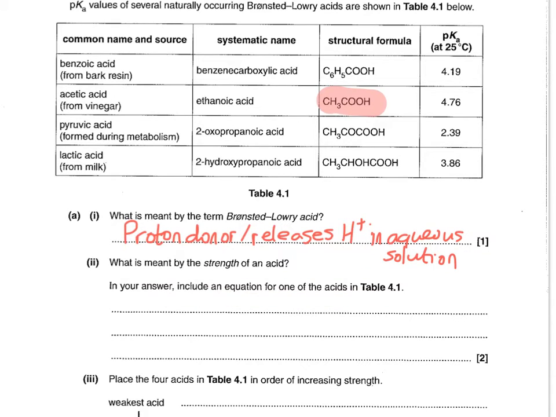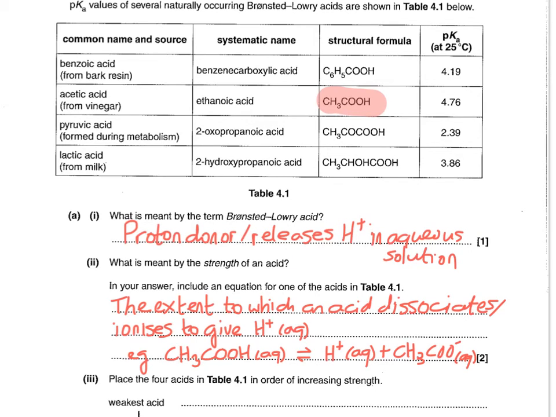And because it's obviously the simplest out of all the acids that are there, I'm going to go for ethanoic acid as my acid of choice. So it's the amount or the extent to which an acid dissociates or ionizes to give H plus aqueous. And I also put down the equation for the dissociation, the equilibrium for the dissociation of ethanoic acid.